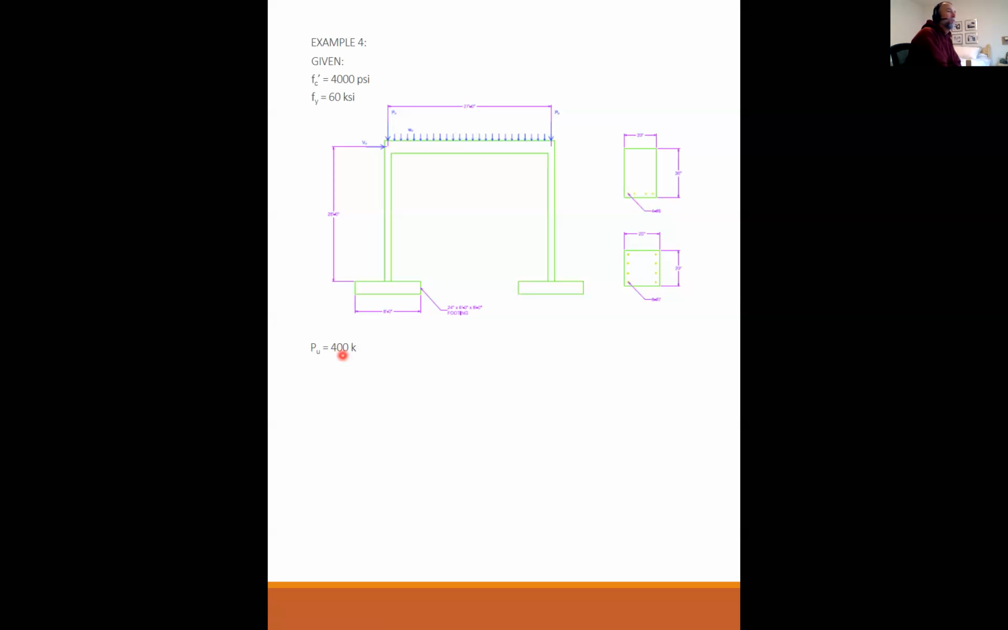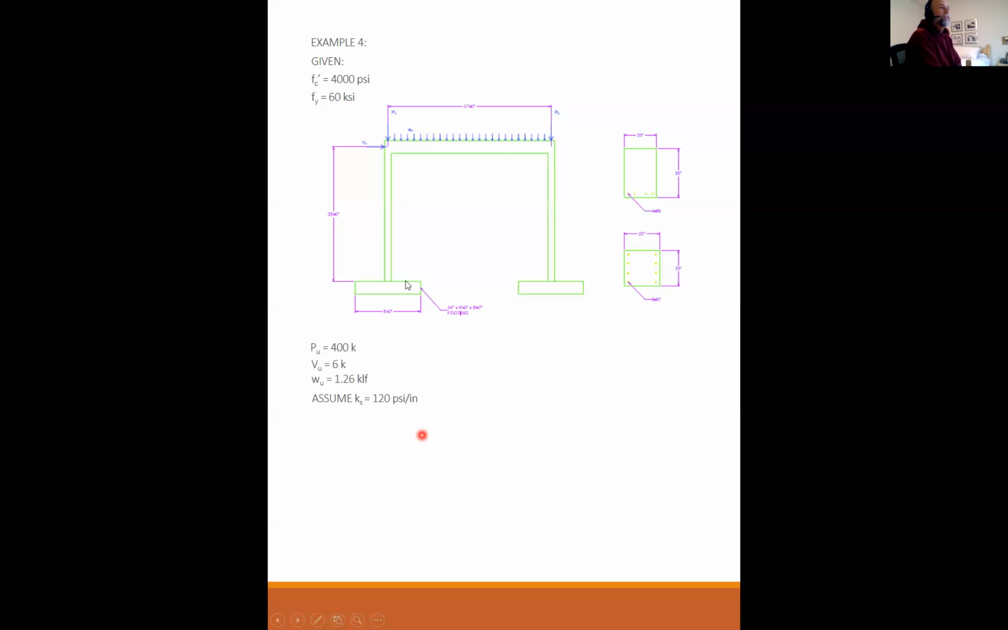PU is going to be 400 kips. VU is only 6 kips. Doesn't seem like a lot, right? 6,000 pounds pushing it over. And WU is going to be taken at 1.26 kips per lineal foot. So this is a distributed load and an axial concentrated load and a lateral concentrated load.